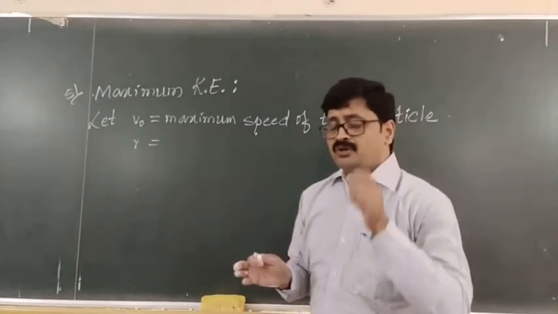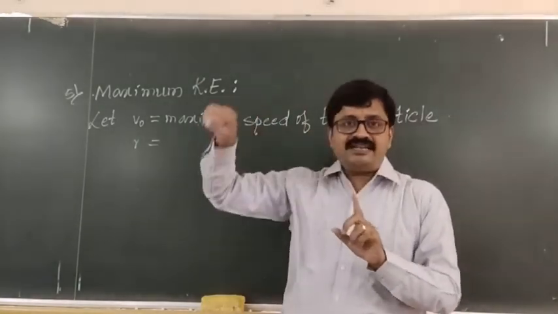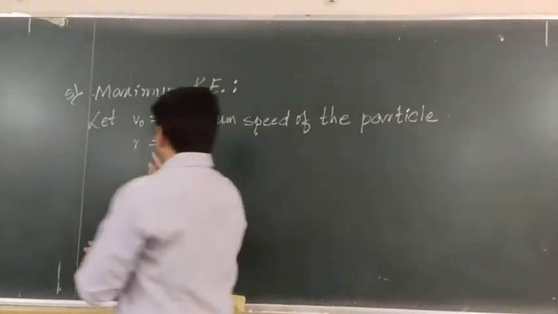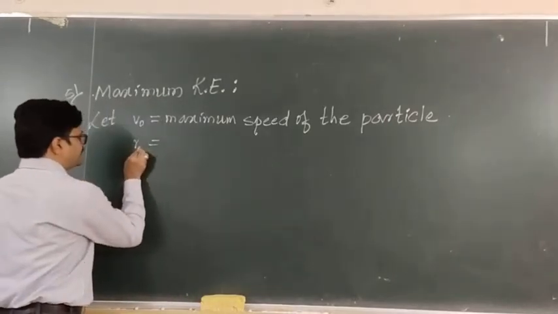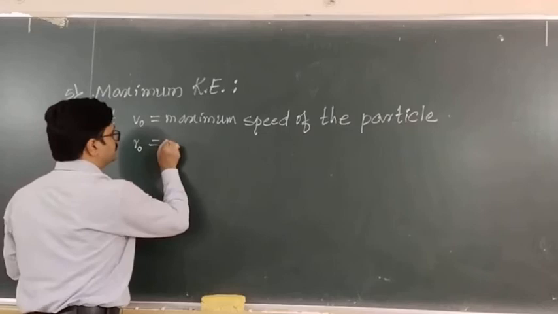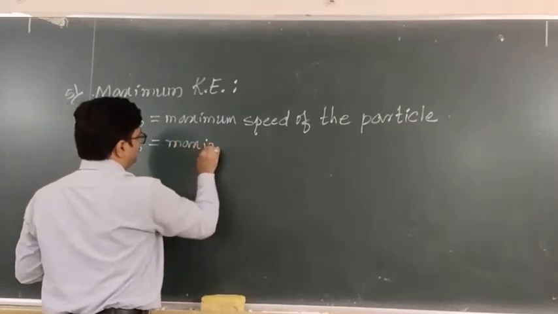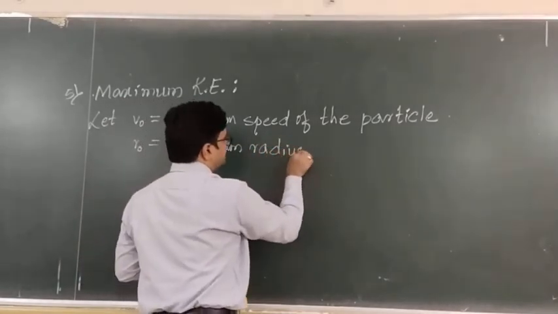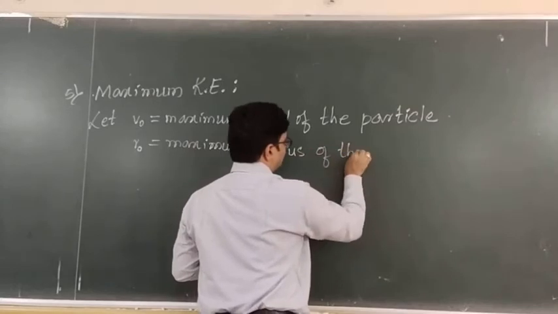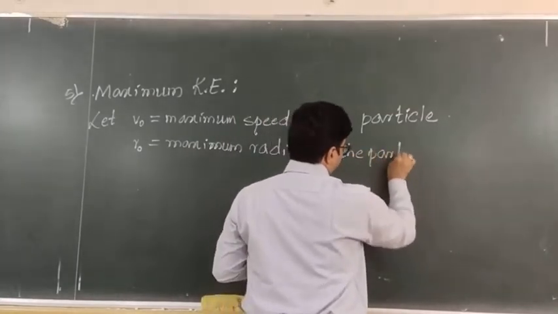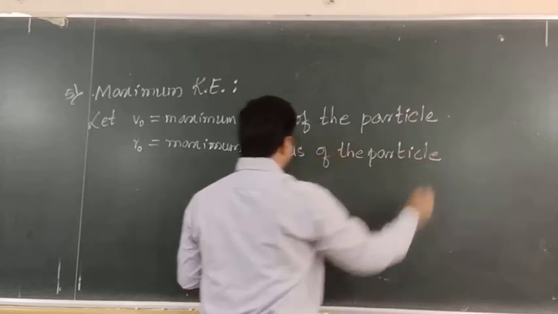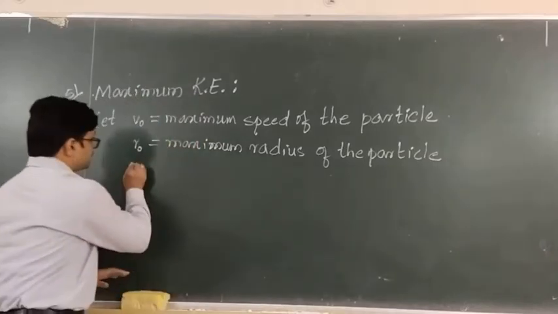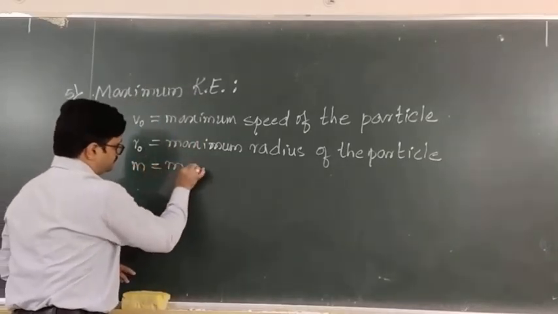When it reaches the radius of the D, then the charged particle cannot circulate any further, so it comes out. So that is the radius I am talking about. Let me take that also as r0 here. R0 is equal to the maximum radius covered by the particle. Okay, then m is equal to the mass of the particle.